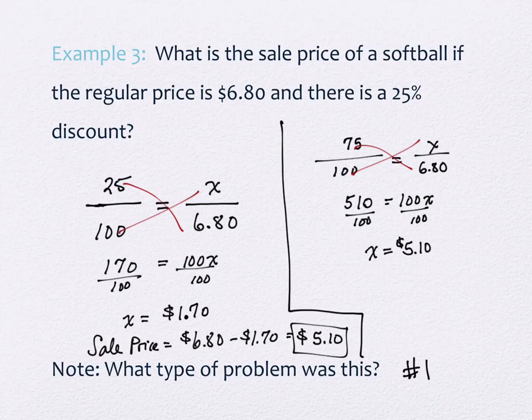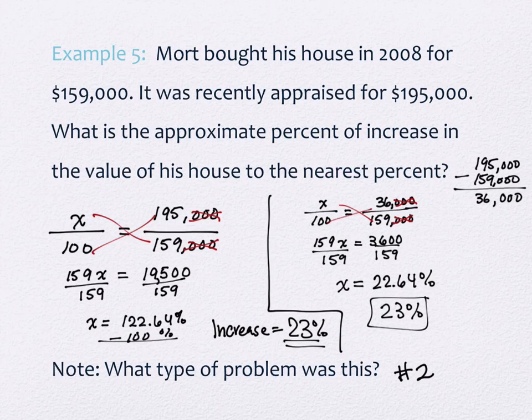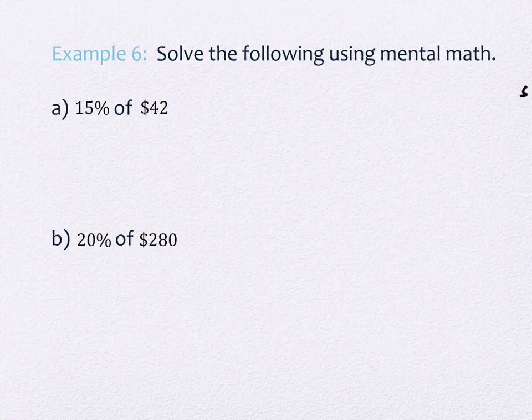So in this case, we had talked about finding a value when we knew the original price, and we wanted to know what the sales price was, right? What we're going to actually have to pay. On this one, we had a ski resort that had a percentage of their runs open, and then we were wanting to know, well, how many runs do they have? And then this last one was one where we were trying to figure out how much the price of the house increased over time, and so we were finding the percent that went up.